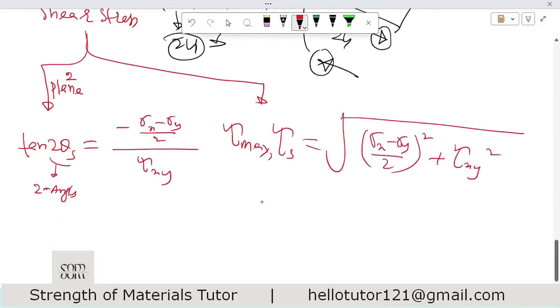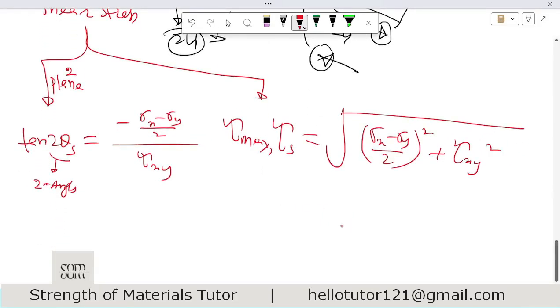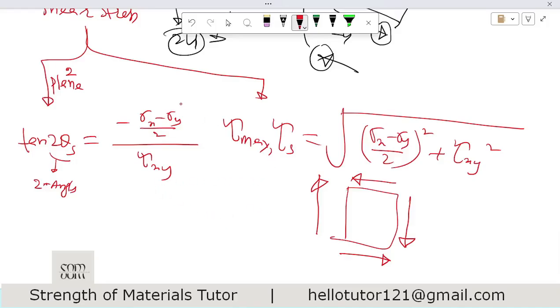Okay, and we know they are opposite to each other, and the magnitude is the same. If this is in this direction, it means the other is going to be in this direction. Now if in this plane it is in this direction, it automatically means the complementary stress is going to be in this direction. So the two stresses we got, one is the complementary of the other.